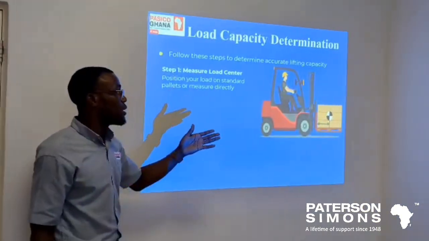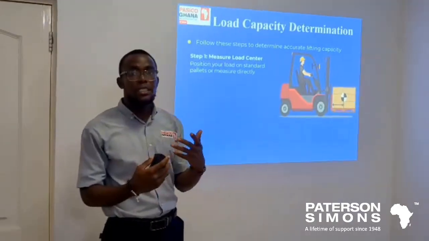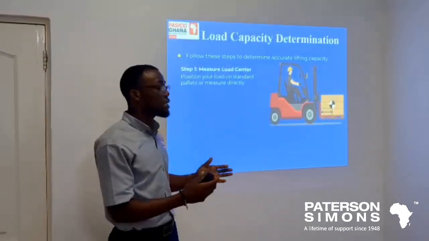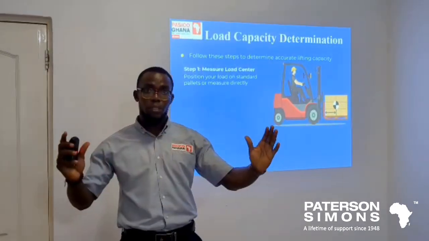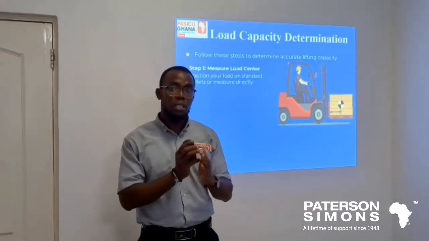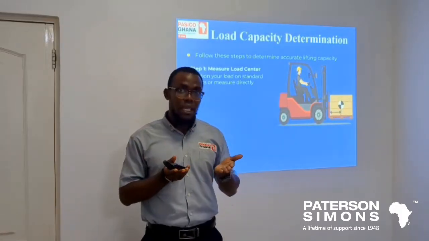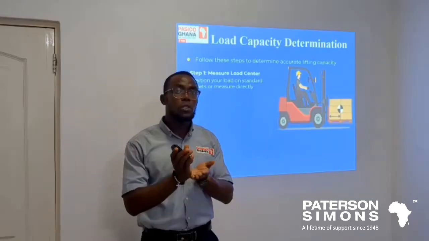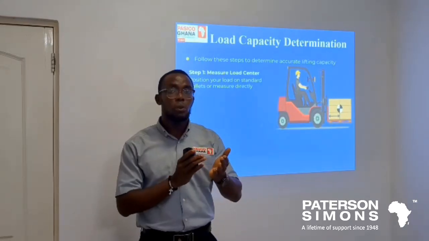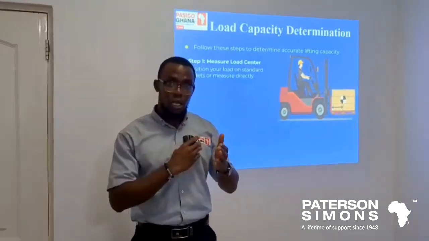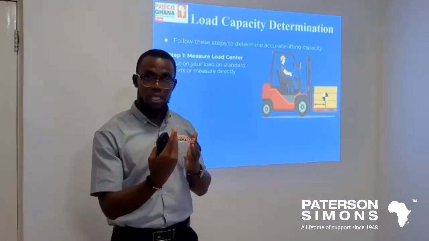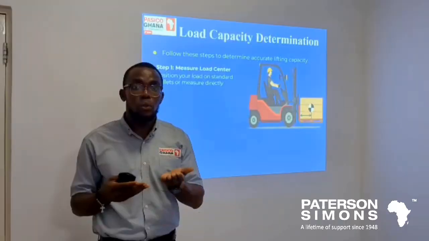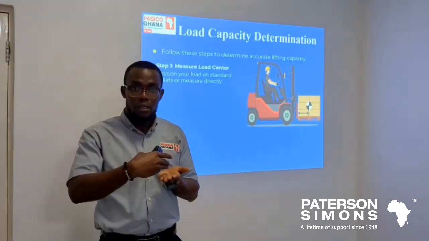One load can have different load centers based on how we pick it up. So for instance, let's say we have a rectangular object that we are trying to pick up. If we pick the rectangular object from the width, the breadth, the short side of it, we are going to have a shorter load center. If we decide to pick that same object along the length, then the load center is going to be greater. So how forklift operators pick their loads affects the load center.